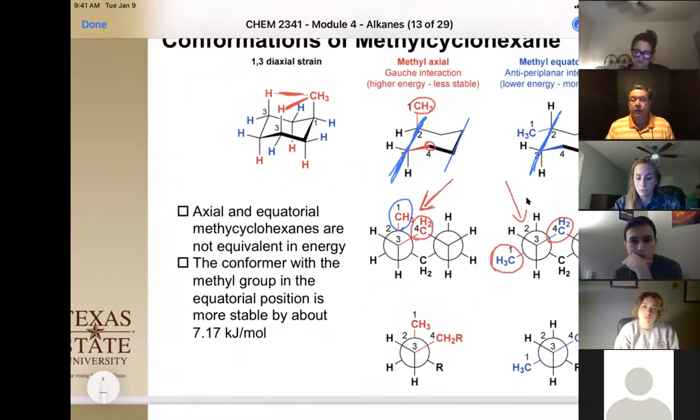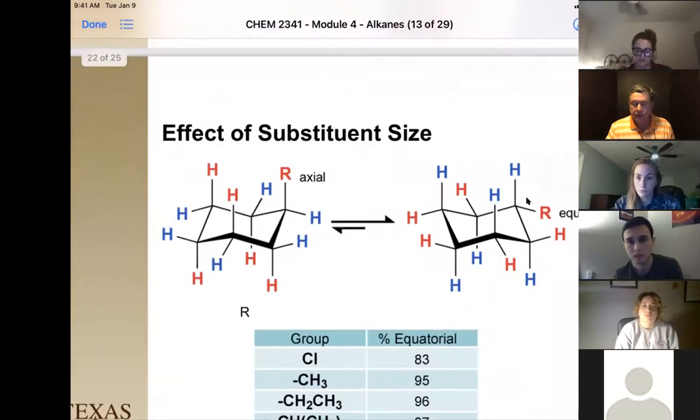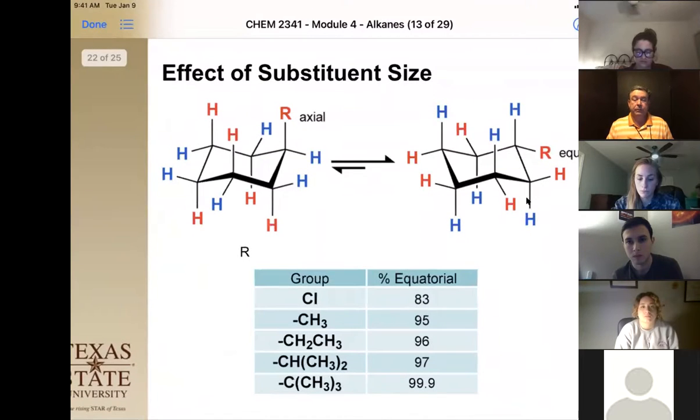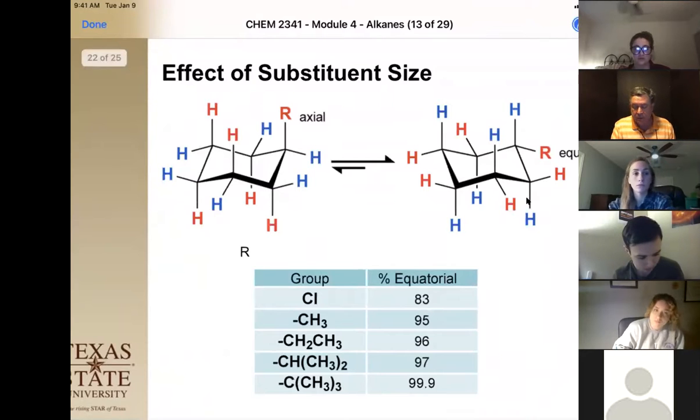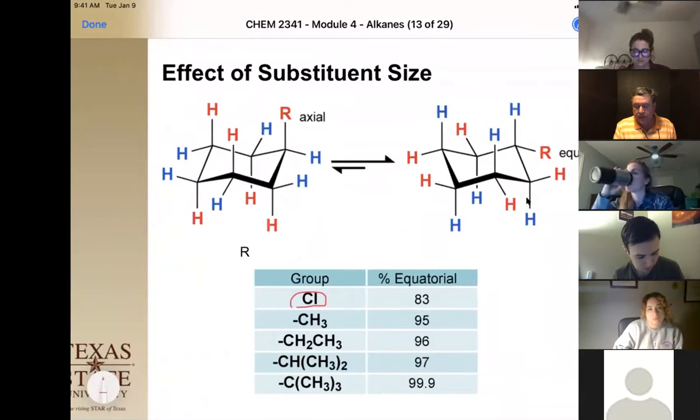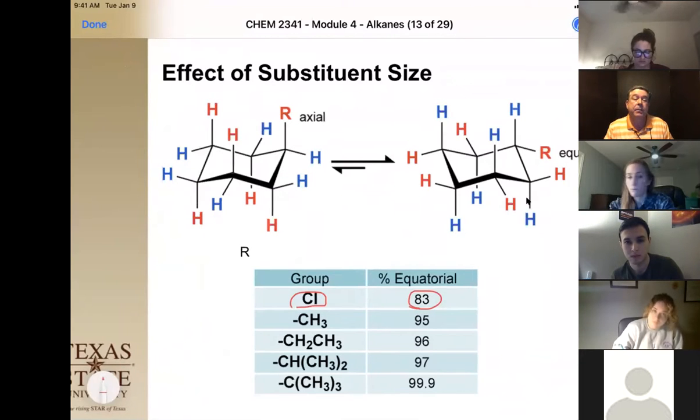Okay, there we go. So that being said, that's just one attachment. Let's talk about things other than methyl groups. As the substituent gets bigger or has a bigger electronic cloud around it, like chlorine, which has three lone pairs around it, those electronic areas take up space. And so when we have something like chlorine, it is going to be in the equatorial position 83% of the time.